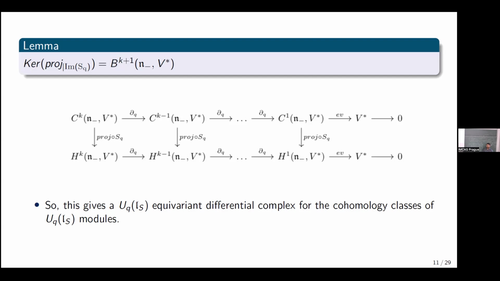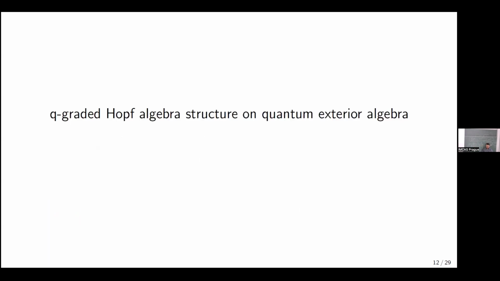Now one can ask, can we lift all these ideas to the level of UQG, where the question about BGG comes into the picture. But we will address this question at the very end. But yeah, so this is the second part: the Q-graded Hopf algebra structure on the quantum exterior algebra.